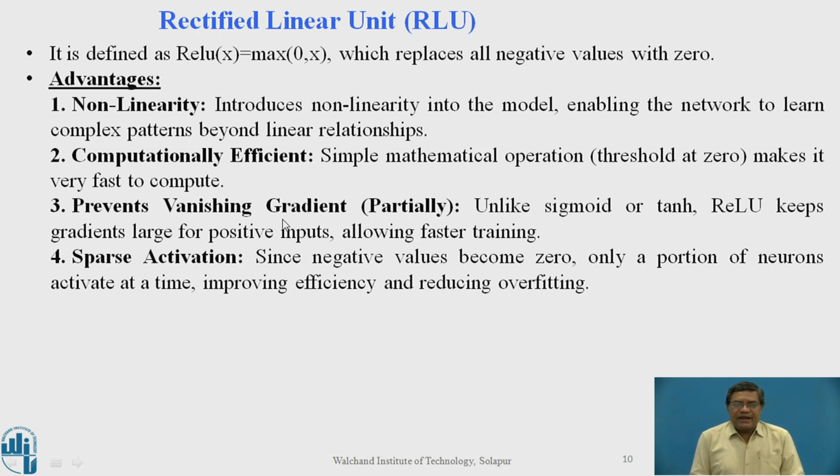Prevents the vanishing gradient problem. Unlike sigmoid, tanh or other activation functions, ReLU keeps the gradient large for positive inputs, therefore allowing faster training. Sparse activation: negative values become 0, therefore only a portion of the neurons will be active at a time, improving the efficiency and reducing the problem of overfitting.